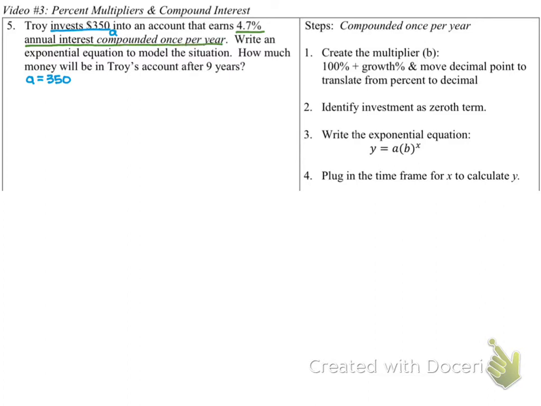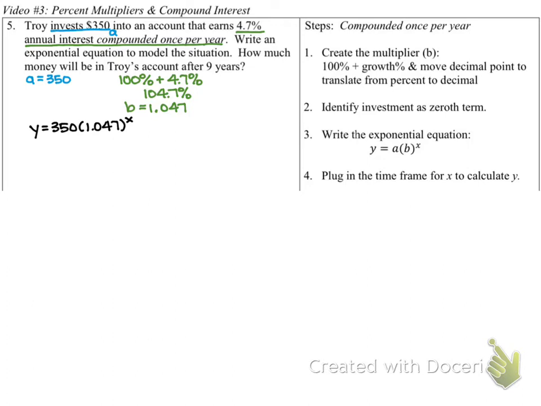So we're going to take the 4.7% and increase it because he's making money. We're going to add it to 100%. That's going to give us 104.7%. Then we're going to change it into a decimal, so we're going to drop the percent. You have to move the decimal point accordingly. That is going to be B. That's our multiplier. I think we're ready to actually write the equation now. y equals 350 times, put your multiplier inside, to the x power. Remember, don't plug anything in until you actually get to the rest of the question.